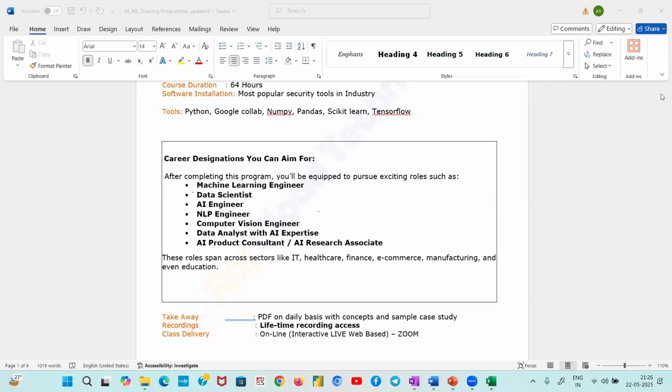Which industry does not have data? Can you tell me? Every sector has it. Because every industry is using computers and the internet, large amounts of their own data are getting saved. So people are looking at how to make use of that data, which is saved in their own databases.